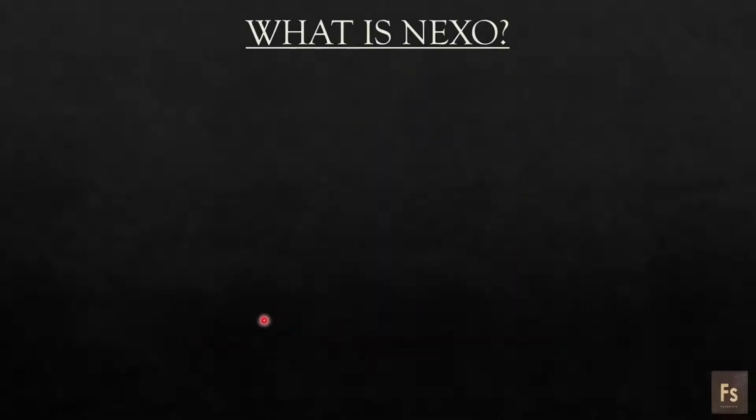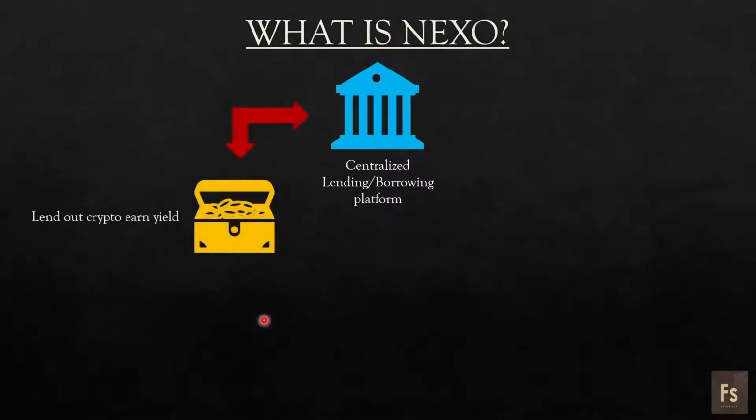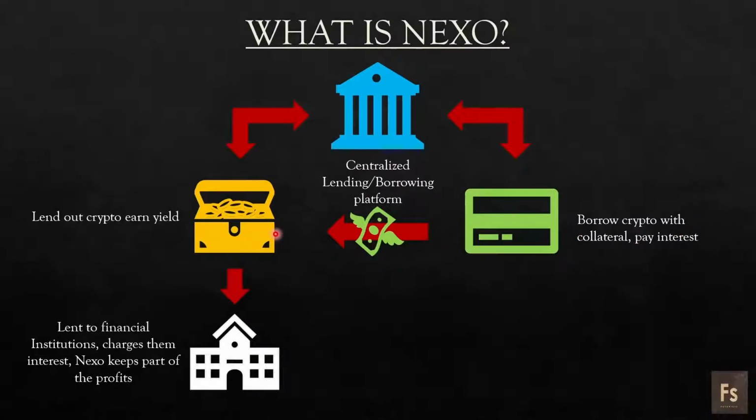So what is Nexo, right? Like I mentioned just now, it is a centralized lending and borrowing platform which allows users to, number 1, lend out your crypto to earn yield, or borrow against your crypto with collateral, but in turn, you have to pay interest. So how do these people earn yield? Well, it's these people who borrow. Nexo keeps parts of the profits. You keep most of the profits from people who borrow through interest. Nexo also loans out your funds to financial institutions. It charges them interest, and Nexo will keep part of the profits while you keep the majority of the profits.